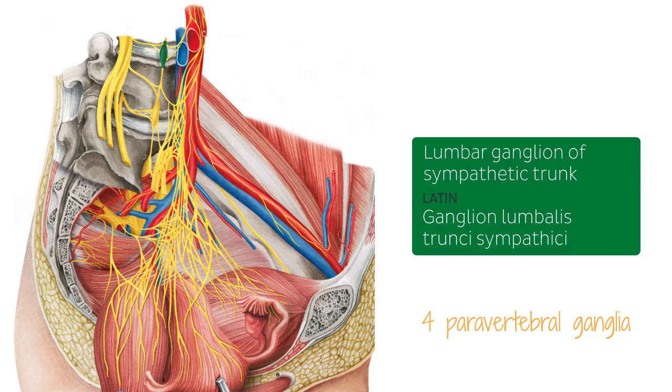The lumbar ganglia of the sympathetic trunk are located on either side of the lumbar vertebral column. Right now, we're only seeing those located on the right side of the vertebral column. Note here the 5th lumbar vertebra and the sacrum.